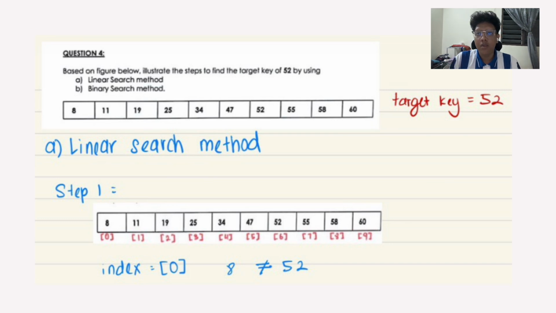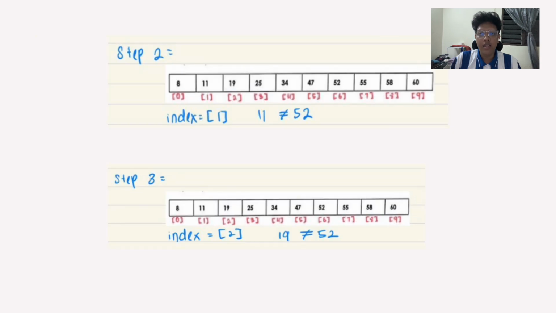Based on the figure below, illustrate the steps to find the target key. The target key is 52. The first thing you need to do is start with index 0. Its data is 8. So 8 is not equal to 52. Moving to step 2, index 1. Index 1 data is 11. 11 is not equal to 52. Moving to step 3, index 2. Index 2 data is 19. So 19 is not equal to 52.